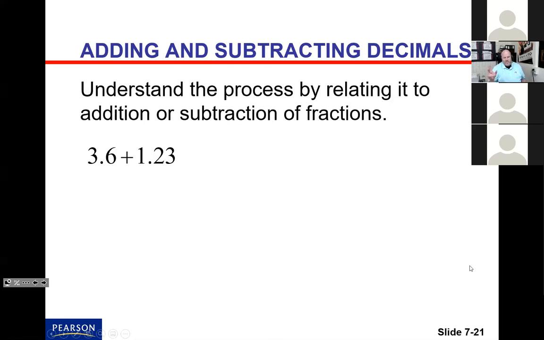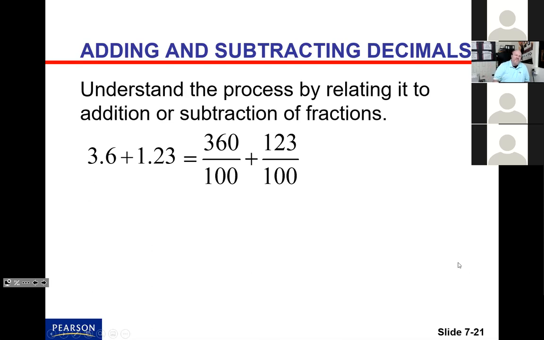So one of the ways to do this is to convert these to fractions. You would do 36 over 10, but that doesn't help us because the next one would be 123 over 100. So you might have to change your fractions so they have common denominators. And I think a lot of kids would struggle with this.